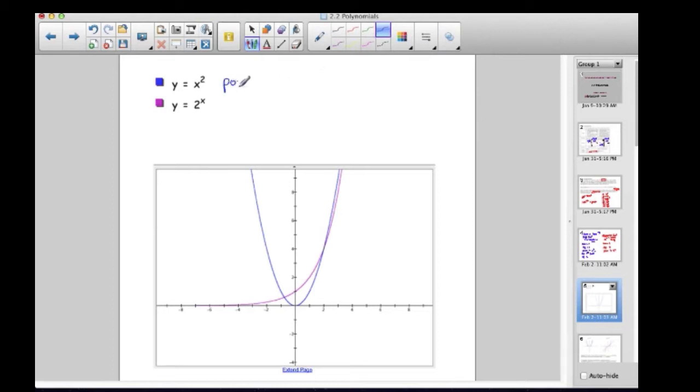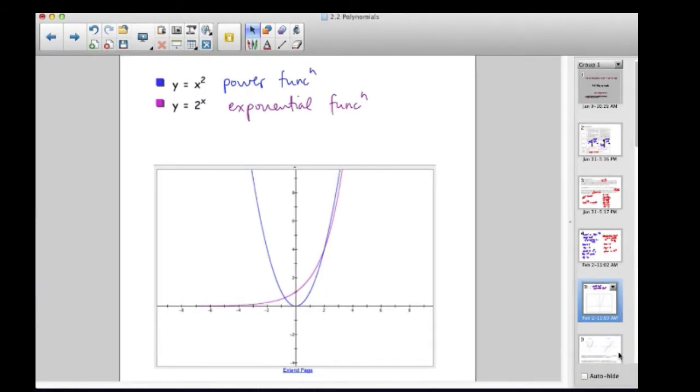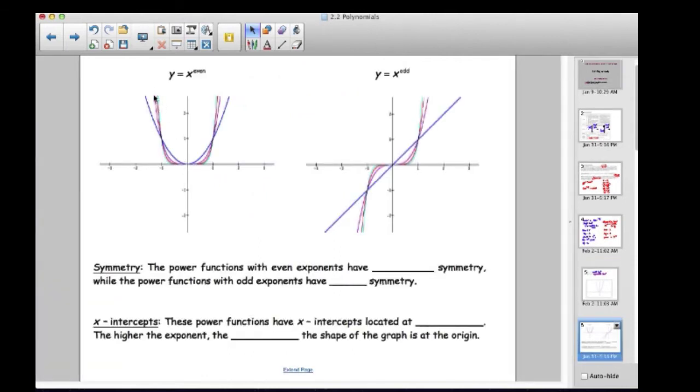Okay, so this is a power function, and it's only one example of a power function, and this is the exponential function. We can have different power functions by choosing different exponents, and we can have different exponential functions by choosing different bases. Back to the polynomial building blocks, the power functions. If we look at several different x to the even power functions, we see that for different exponents of x, x to the 2, x to the 4, x to the 6, etc., we get different shapes of graphs.